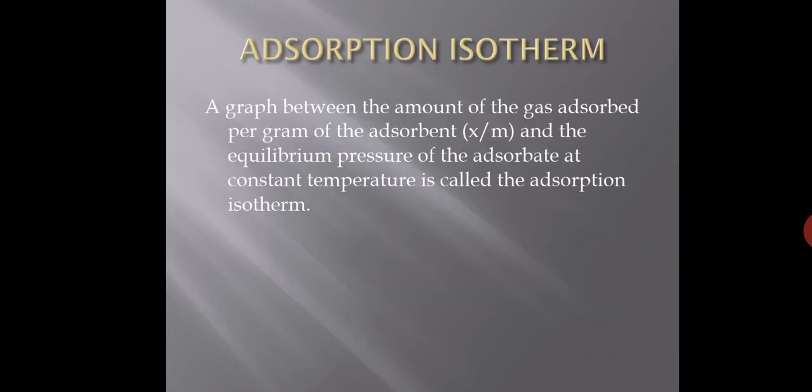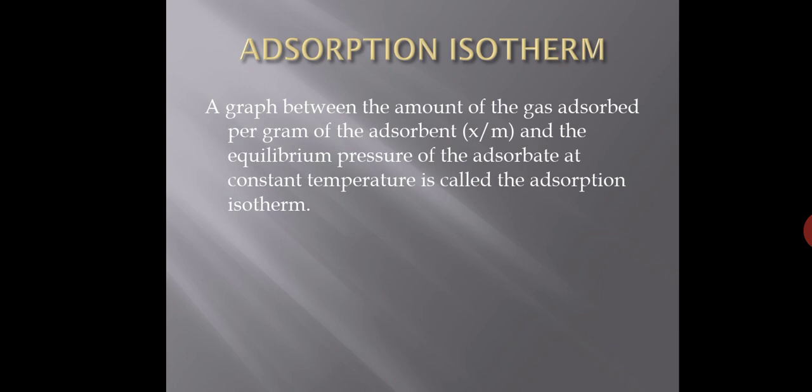Alright. So the next is, what is the adsorption isotherm? We'll come to the definition. Now we have understood that it is nothing but the extent of adsorption on a given surface, which depends upon certain factors: the pressure of the gas, or the concentration of a solution, at a constant temperature. A graph between the amount of the gas adsorbed per gram of the adsorbent, which is x/m, and the equilibrium pressure of the adsorbate at constant temperature is called the adsorption isotherm.